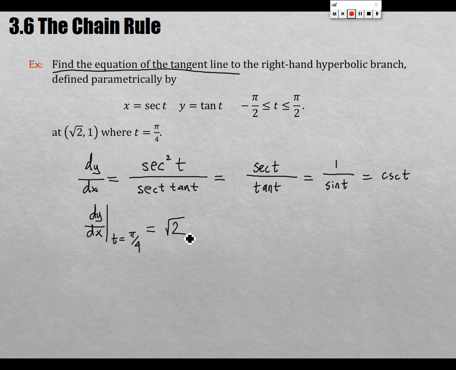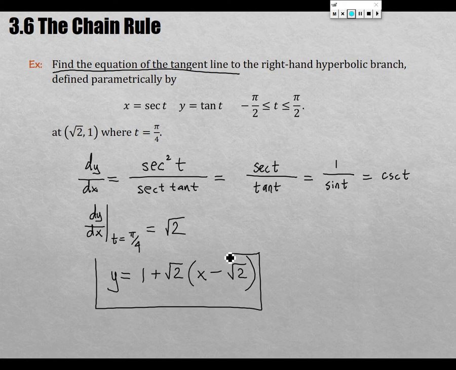All right, so I think we're ready to write the tangent line here. What is it? y equals 1 plus, what's the slope? Root 2 times x minus root 2, right? That's definitely right, guys.